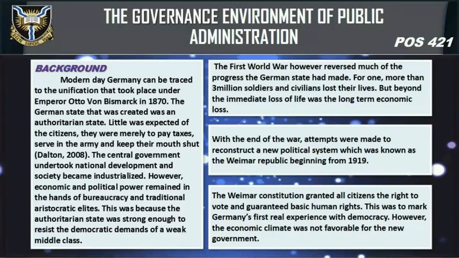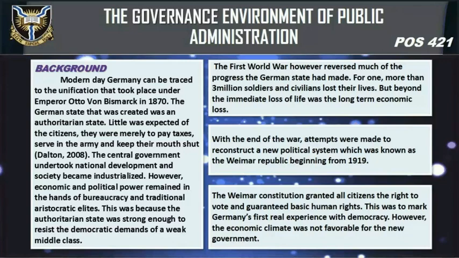But beyond the immediate loss of life was the long-term economic loss. With the end of the war, attempts were made to reconstruct a new political system, which was known as the Weimar Republic, beginning from 1919. The Weimar Constitution granted all citizens the right to vote and granted basic human rights. This was to mark Germany's first real experience with democracy.